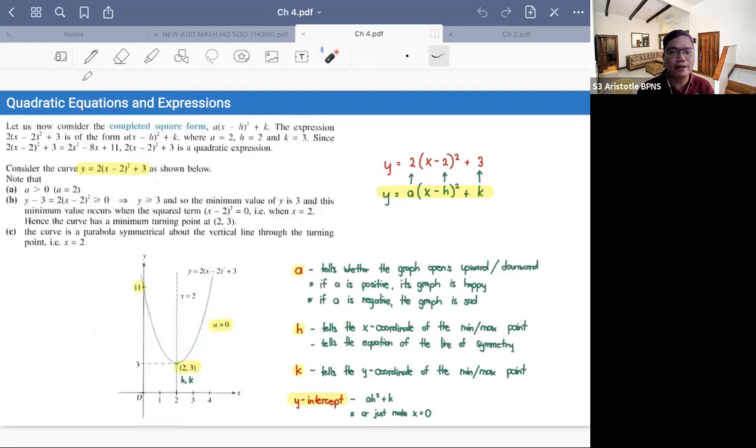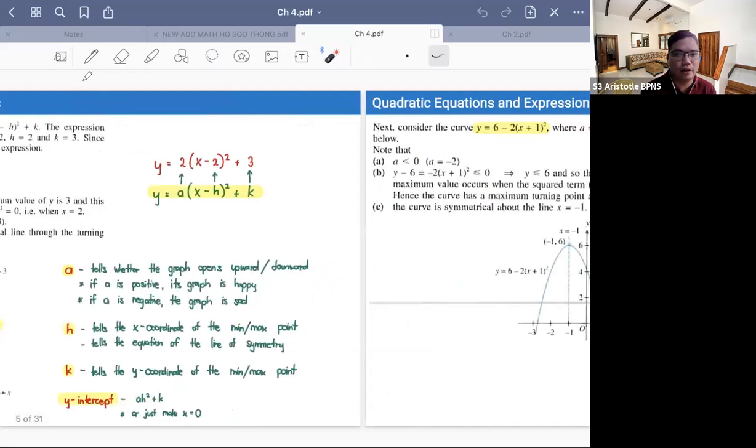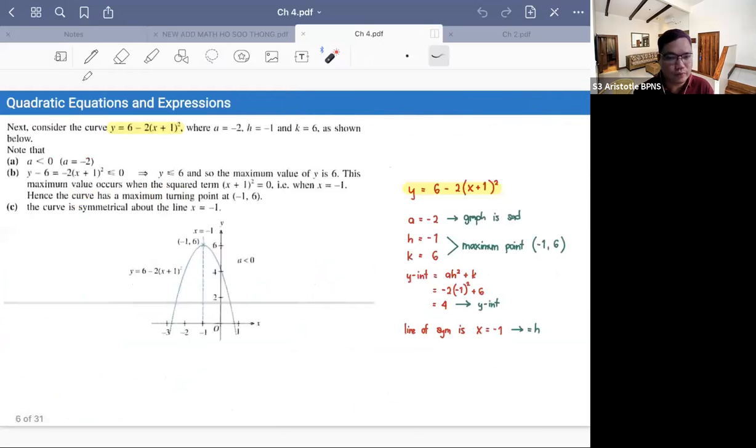All right, now let's have another equation, a different one. Okay, so you guys can see. You can turn to page 63. Okay, so this is another example. This is still in completed the square form. This is the equation here. Okay, so let's break down.